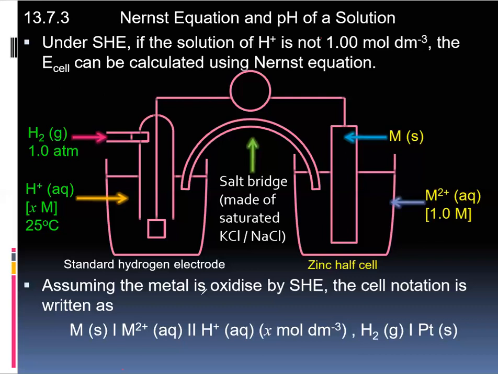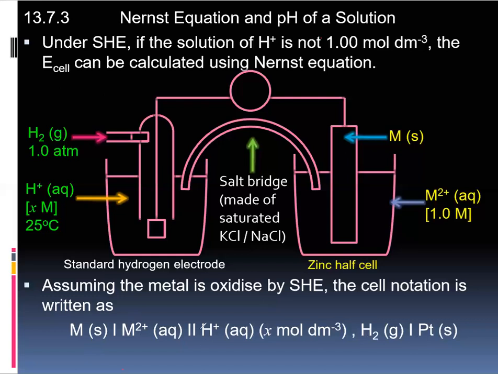So assuming the metal is oxidized by the standard hydrogen electrode, the cell notation will be written in this way. If the metal was oxidized by the standard hydrogen electrode, then we'll have this cell notation. This is the metal, which is oxidized to give you M2+, and then you have this representing our standard hydrogen electrode. I believe you still remember this.